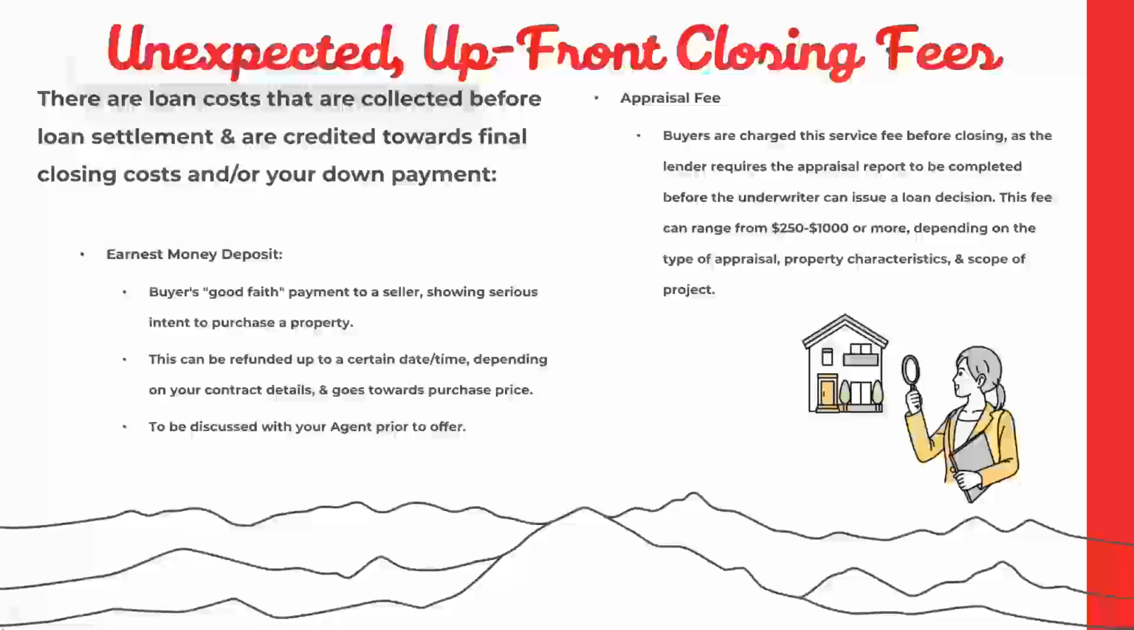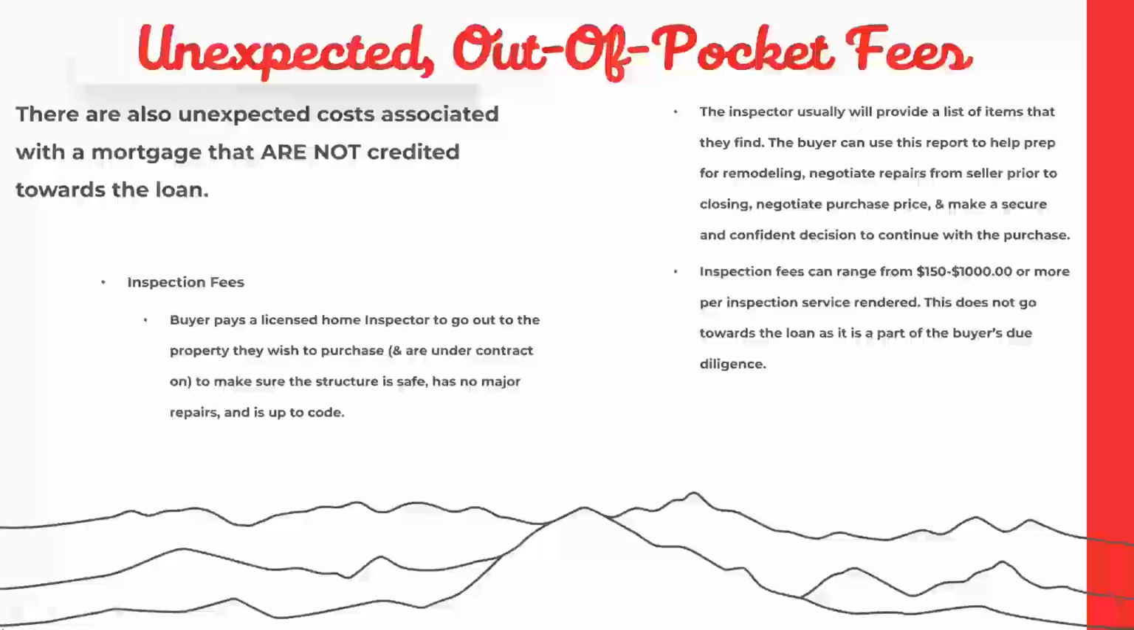Other charges that are collected upfront that are not credited towards the closing costs of the loan are inspection fees. So when you are under contract as a buyer, you want to make sure that the property you're about to purchase is up to code and is safe to reside in. You want to pay a licensed home inspector to go out to the property to inspect that there's no plumbing, electrical, foundation issues. You want to test for radon and other things that can go on in the home that can make it unsafe. The inspector will provide a list of items that they find.